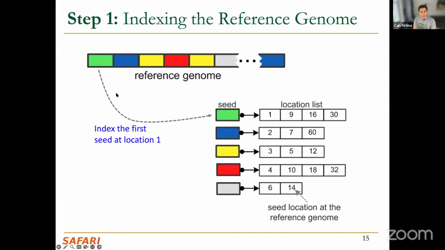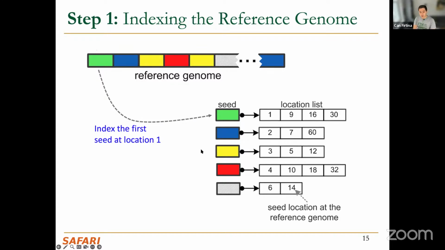So we extract the subsequences from the reference genome. Assume that the green is a certain subsequence. And what we do is that we use this subsequence as a key in the hash table. There are multiple ways of converting this subsequence to a key. We could simply directly use the sequence itself, the string itself, as a key, right?